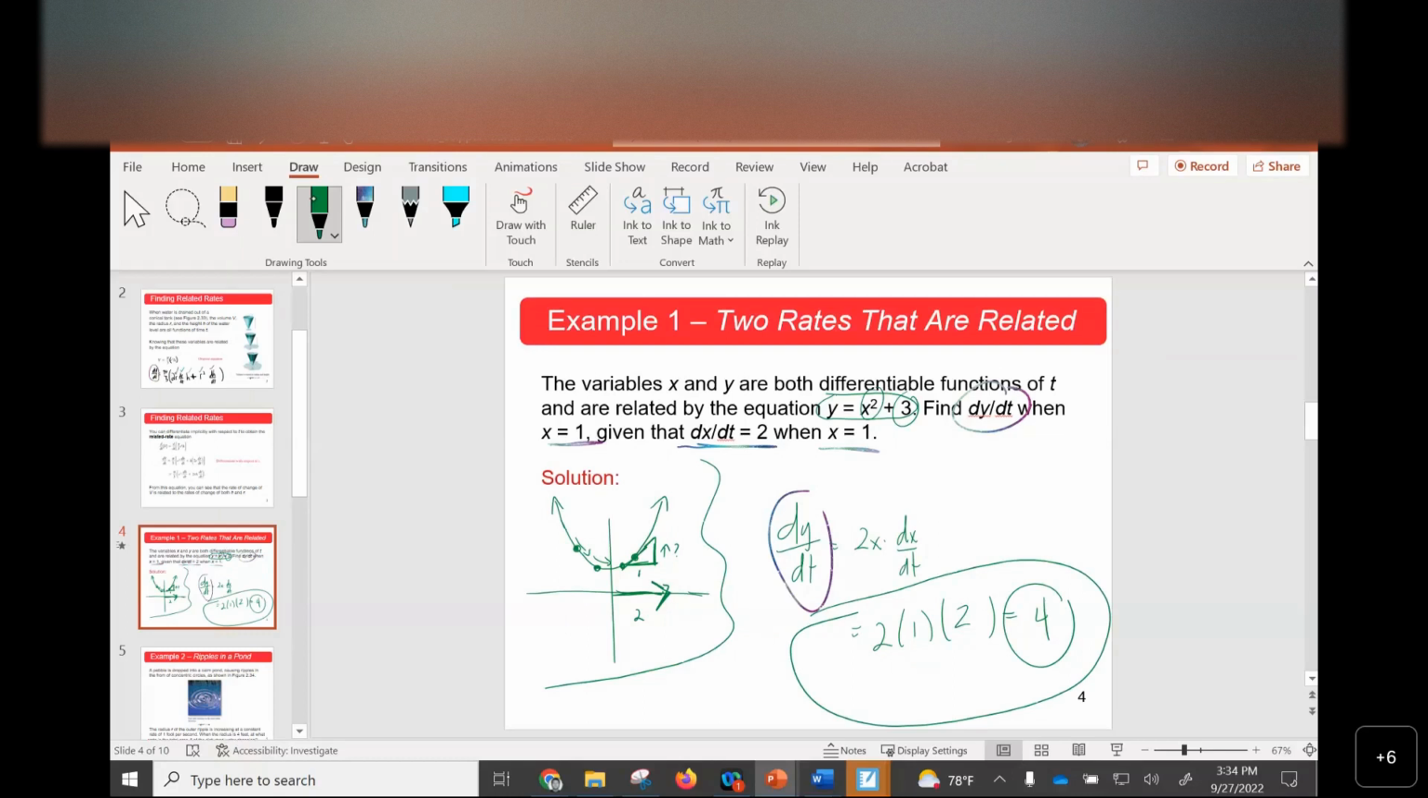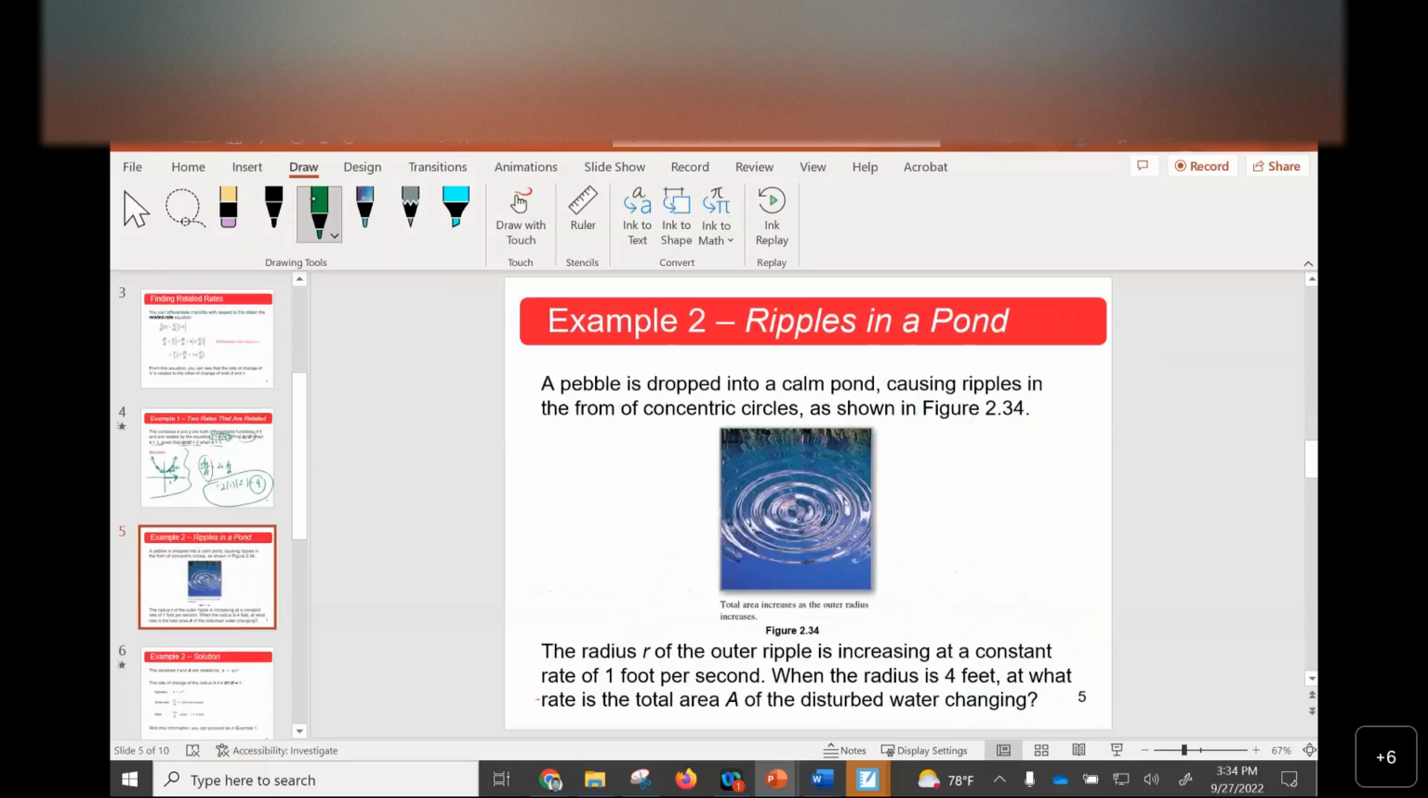All right, let's do some more. A pebble dropped in a pond creates ripples in the form of concentric circles. The radius of the outer ripple is increasing at a constant rate of 1 foot per second. When the radius is 4 feet, at what rate is the total area A of the disturbed water changing? Okay, a real common related rates problem right here.